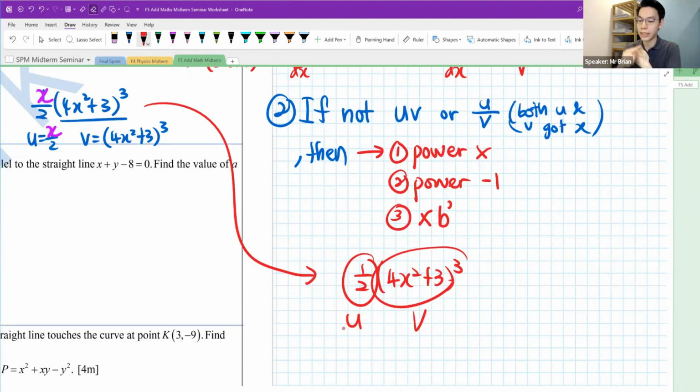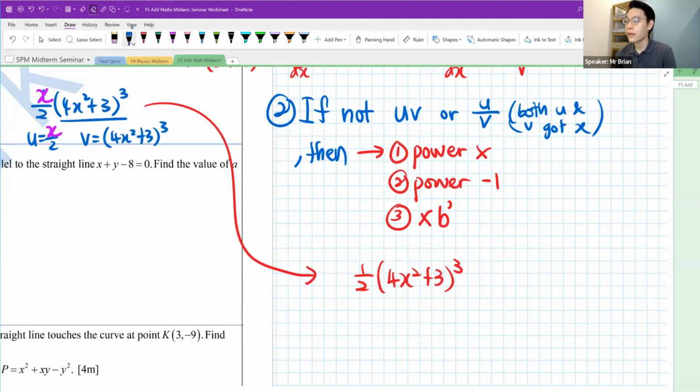I always first ask myself, got u and v or not? Don't have, then confirm number 2. It's either one of them only, there's no number 3. Got UV, then you do the UV method. Don't have UV, then you do this number 2 method. So let's try and see. Step number 1, I will take my power and multiply. Multiply to who? Multiply to 1 over 2.